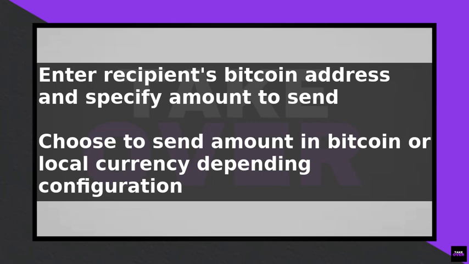Before confirming the transaction, review the transaction details, including the recipient's address, the amount of Bitcoin being sent, and the transaction fee. The transaction fee is paid to the Bitcoin miners for verifying and processing your transaction on the blockchain. Once you have verified all the transaction details, click the Send button to broadcast the transaction to the Bitcoin network. Your wallet will then prompt you to enter your password or provide authentication to confirm the transaction.